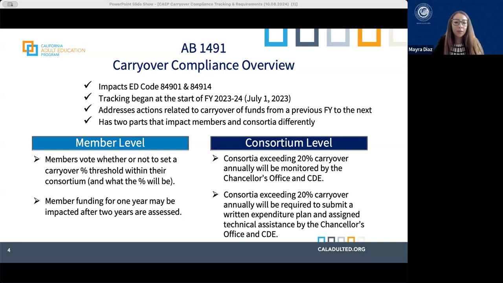The consortium level is the additional tier of carryover compliance that is being tracked, assessing the overall consortia carryover. Legislation specifically calls out exceeding 20% of carryover. This is assessed annually and is monitored by the 2 state agencies. Legislation calls for consortia that exceed 20% carryover to be required to complete a written expenditure plan and be assigned technical assistance by the state agencies. We will cover that more in depth.